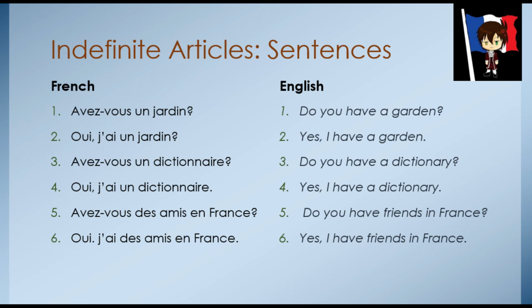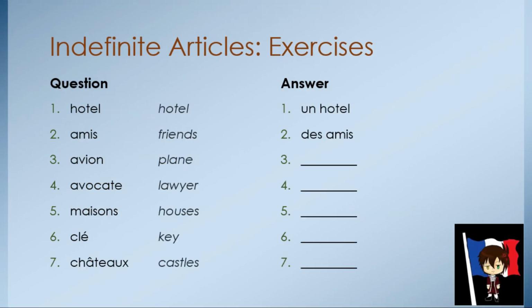Avez-vous un jardin? Yes, I have a garden. So that is oui, j'ai un jardin. Do you have a dictionary? Avez-vous un dictionnaire? Yes, I have a dictionary. Oui, j'ai un dictionnaire.